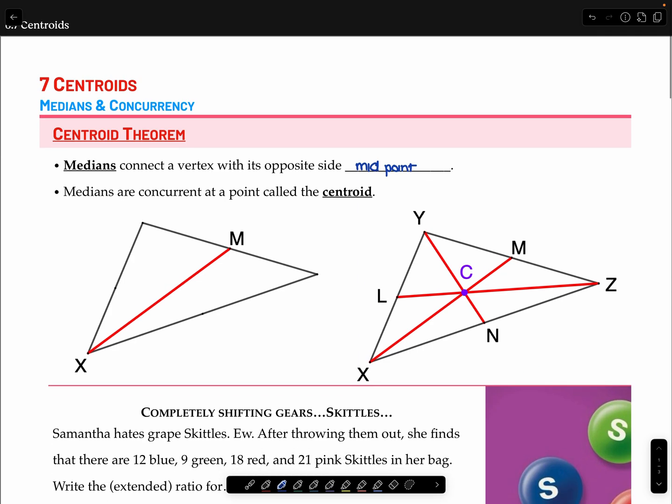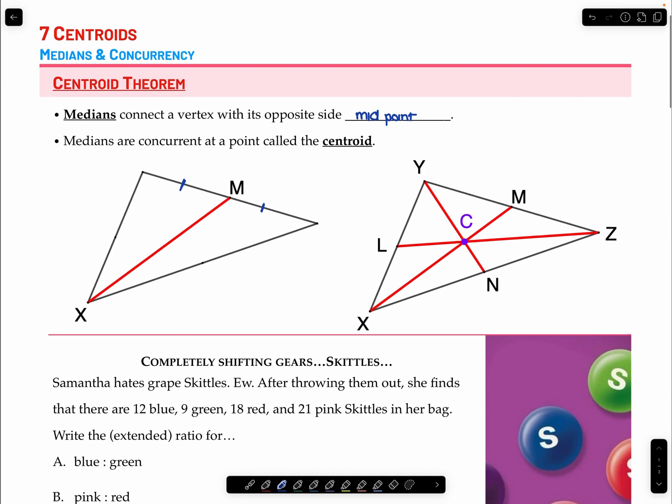And so what happens here is that this red line is the median, and so what we have is that the left and right sides of M are equal. And the special property that we have is that medians are concurrent at this point that's called the centroid. So this point C here is our centroid.